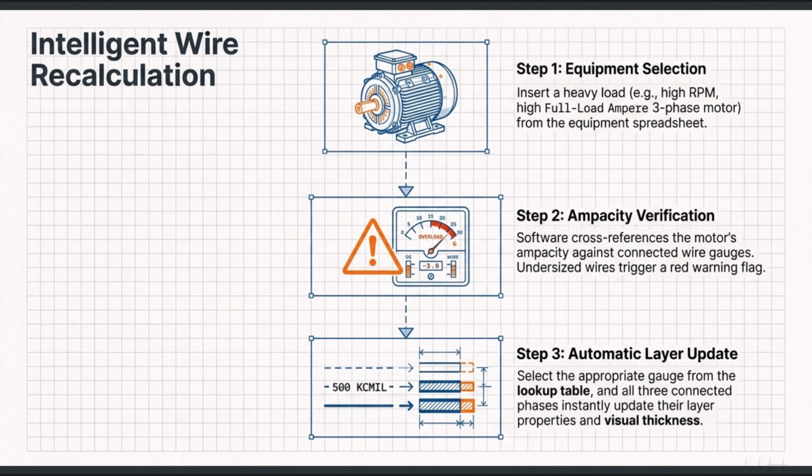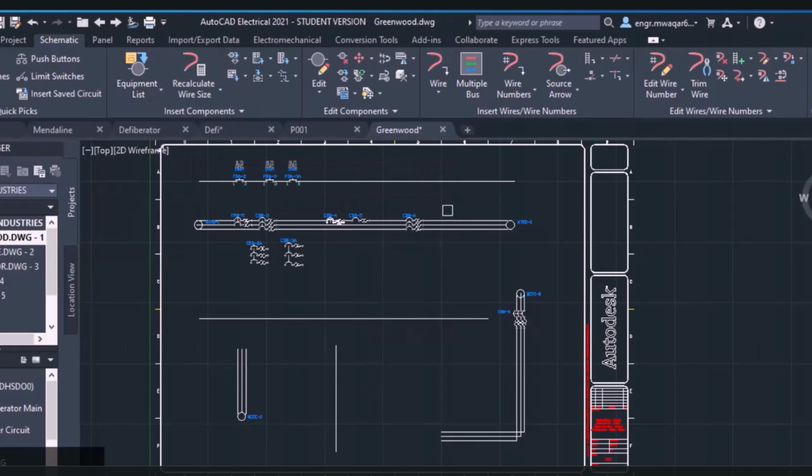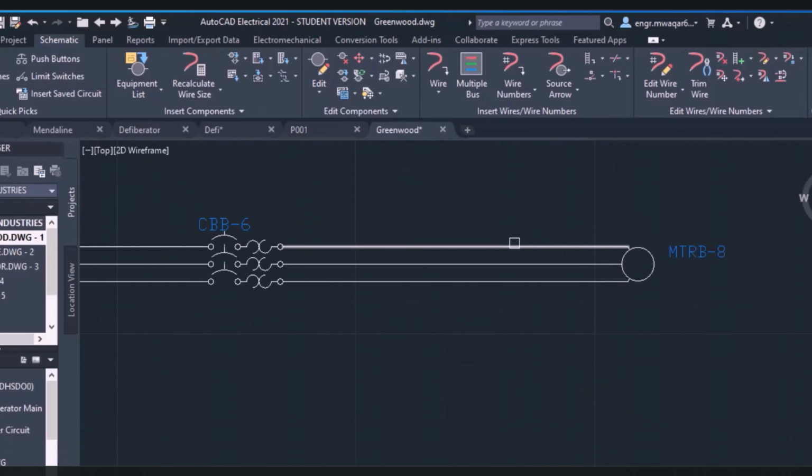Right. So automatically, without you clicking anything, it upgrades the wire layer for all 3 phases feeding that motor. It instantly changes the digital lines to represent thick, heavy-duty 500 kcmil wires, which, for you listening, is a massive, incredibly thick gauge of cable used for heavy industrial loads. The physical properties of the wires are dynamically reacting to the power demands of the load they're connected to. The wires are literally listening to the motors.